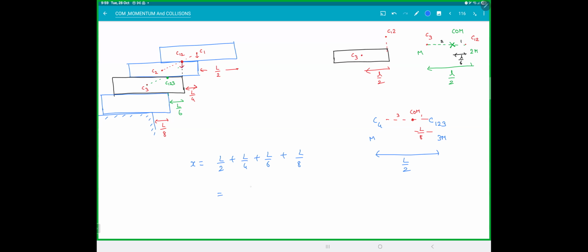How much will this come to? 3 by 4, L by 8, 6 by 7 by 8 plus 50 by 48, 25 L by 24. Check your answer.